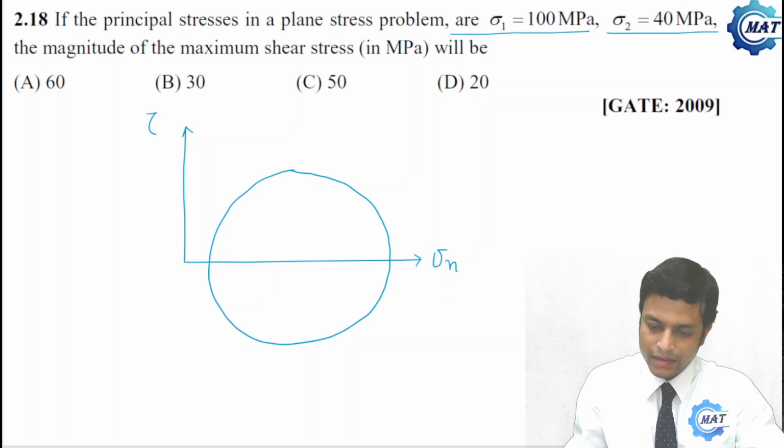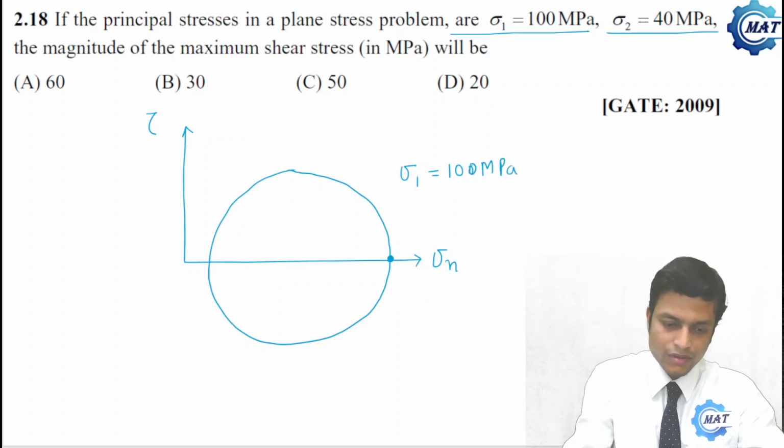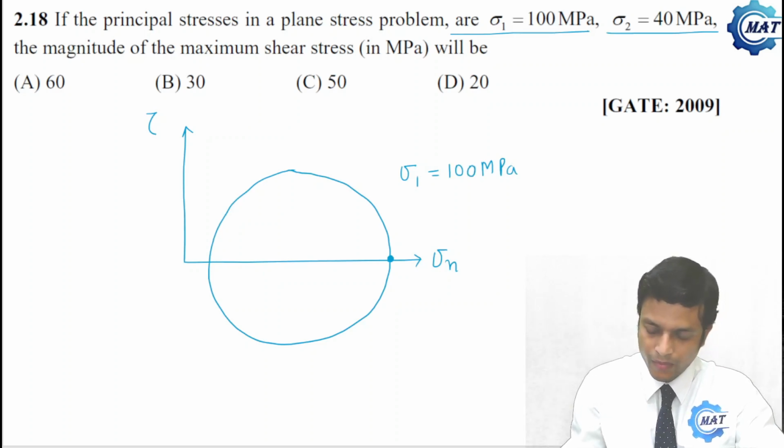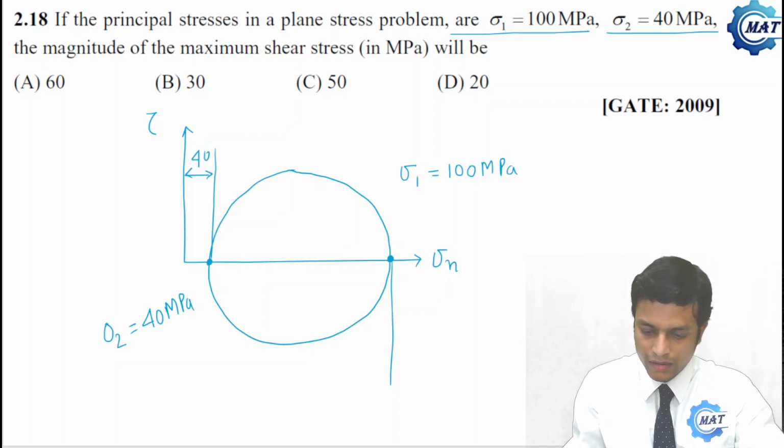It is given that sigma 1 is 100 MPa, because these are the principal stresses, and this is sigma 2, which is 40 MPa. This is not to scale. This is 40 and this is 100.